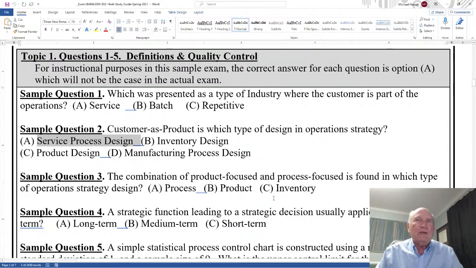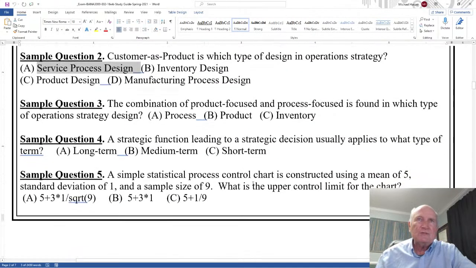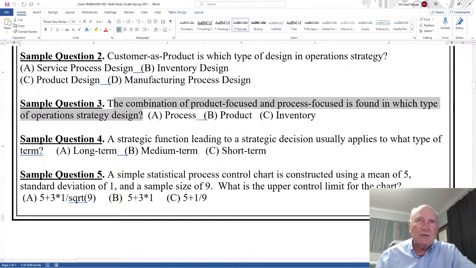So remember, we had the product design, the process design, the inventory design. So I could have questions on all 3 of those. So get that lecture up and get ready to have a question on those types of designs. Question 3, the combination of product focused and process focused is found in which type of operation strategy design?